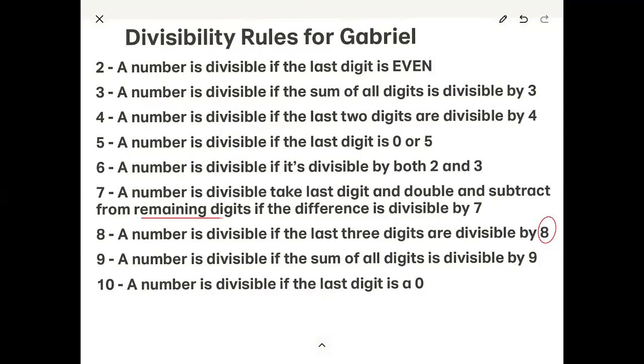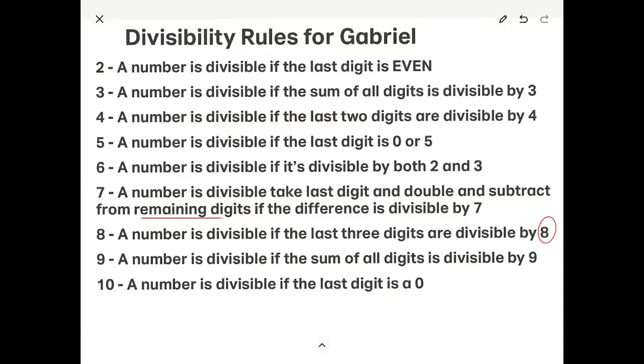To know if a number is divisible by 2, you just need to look at the last digit. If it's even, 0, 2, 4, 6, 8, then it's divisible by 2. 3, if you want to know if a number is divisible by 3, you just add up all of the digits, and if that sum is divisible by 3, then the entire number is divisible by 3. All right. 4, a number is divisible by 4 if the last two digits are divisible by 4. So whatever the number is, look at the last two digits. If that number is divisible by 4, then the whole number is divisible by 4.